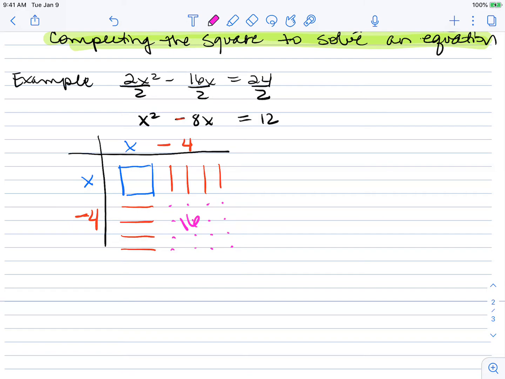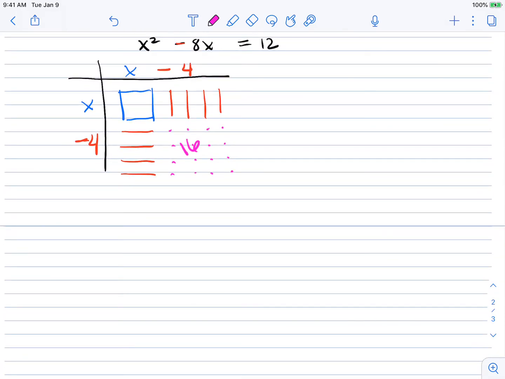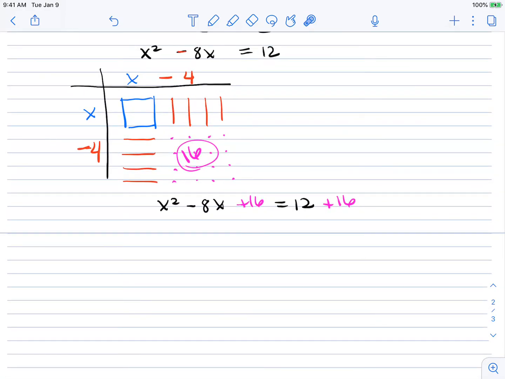And if I want to complete my square on the left side of this, I'm going to write this equation down again. I've got my x squared minus 8x, and this equals 12. And I'm going to add in 16 because I completed my square by adding in 16. But what I do to one side of my equation, I have to do to the other. And I do this because it makes it so that this side of the equation is factorable. And I want to find things that multiply to 16 and add to negative 8.